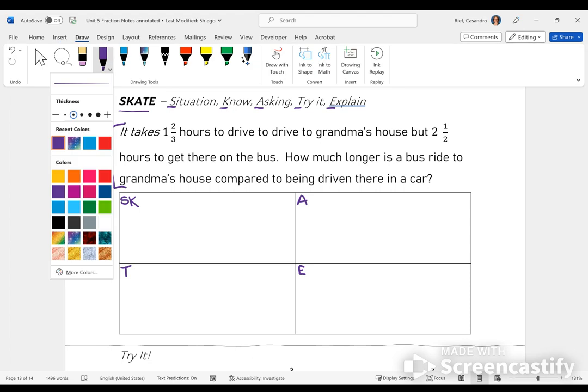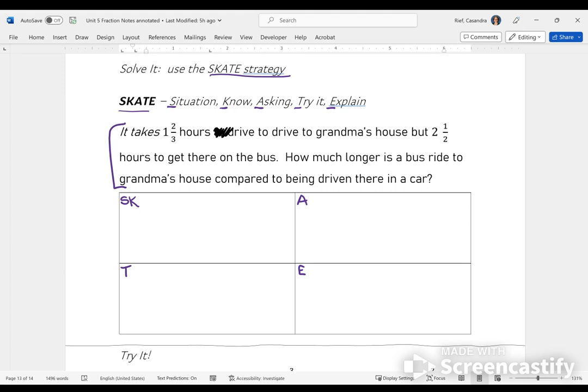Now I see an error in there. Will you fix it with me? It says it takes 2 1/3 hours to drive to Grandma's house. So we'll just cross out that to drive. It was a typo. It happens. There we go. All right.